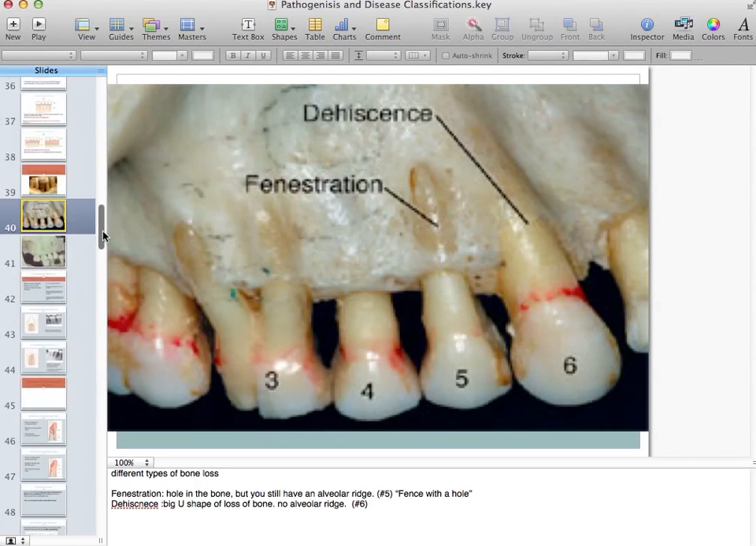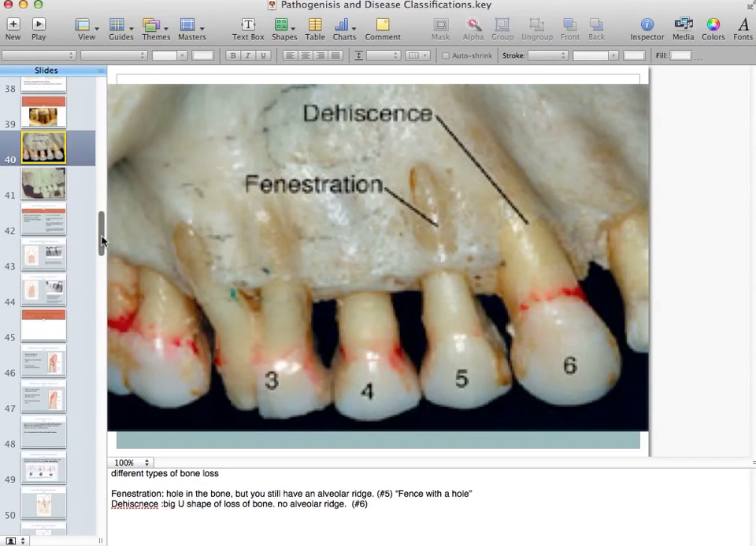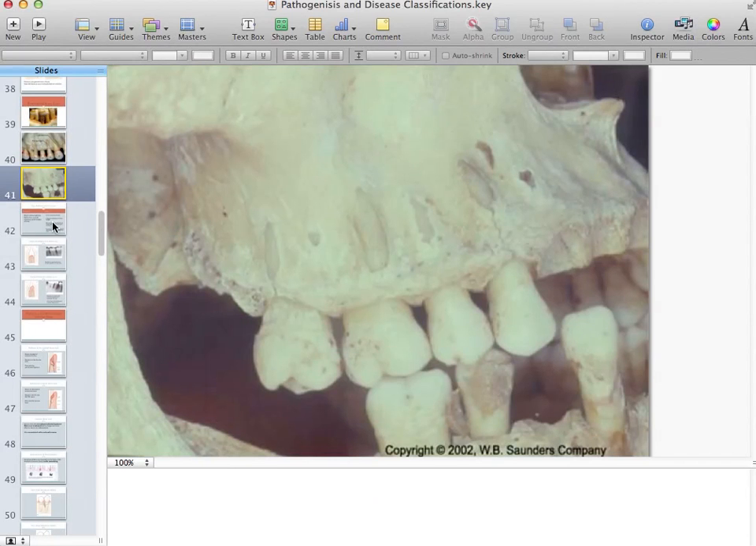Let's review a little bit of bone loss real quick. What's the difference between fenestration and dehiscence? Fenestration is when there's a hole in the bone, but you still see an alveolar ridge. So see right here, I'm looking at the tooth. The alveolar ridge is still horizontally across the tooth, but then if you move up, you can see the tooth root in a little hole of bone. Okay, that's fenestration. There's a fence with a hole in the fence. Okay, dehiscence. Dehiscence is a big U shape of bone loss. There's no alveolar ridge. Now you can just see where the bone is. All right, so there's fenestration, dehiscence.